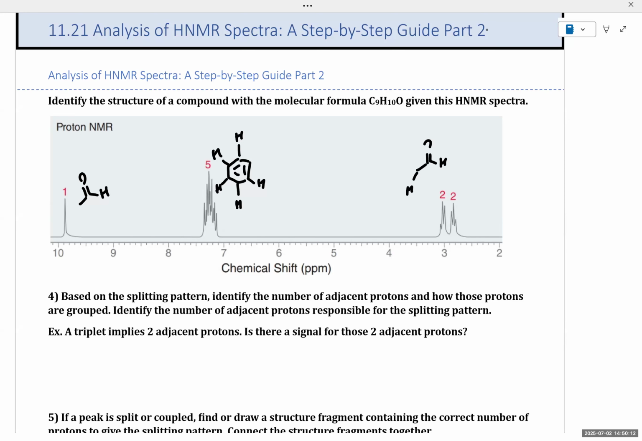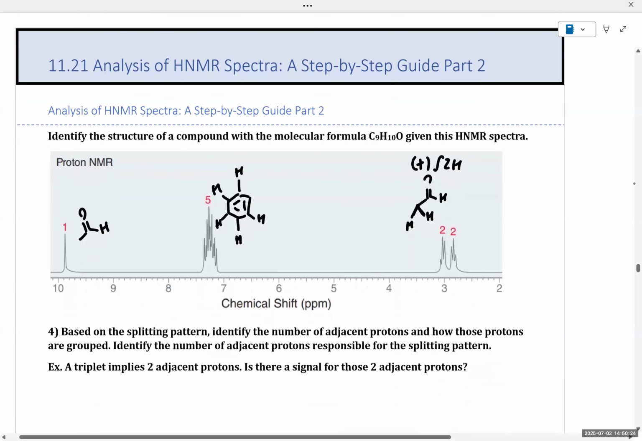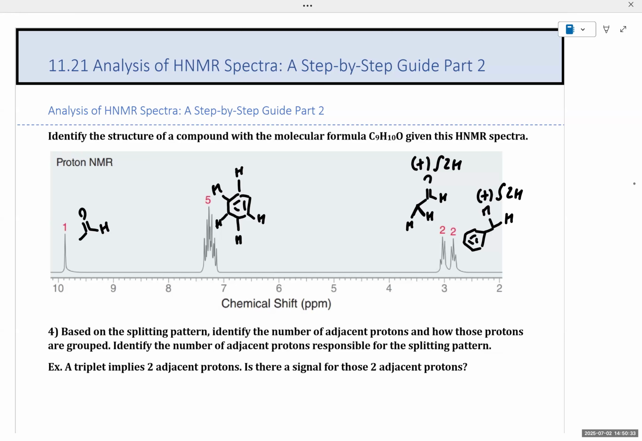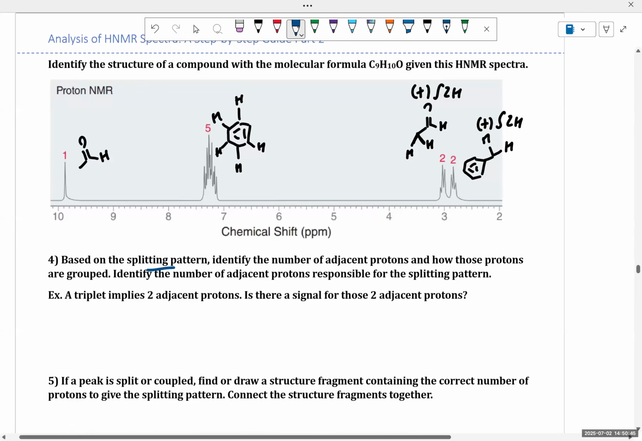This set of protons, that's a triplet that integrates for two hydrogens, corresponds to the protons adjacent to our aldehyde carbonyl. And this proton set here corresponds to a pair of two hydrogens that are a triplet, and these hydrogens are adjacent to our aryl ring. Now, this is a key way that we put together our fragments, and this is very important. Based on the splitting pattern, we can identify the number of adjacent protons and how those protons are grouped. We can identify the number of adjacent protons responsible for the splitting pattern.